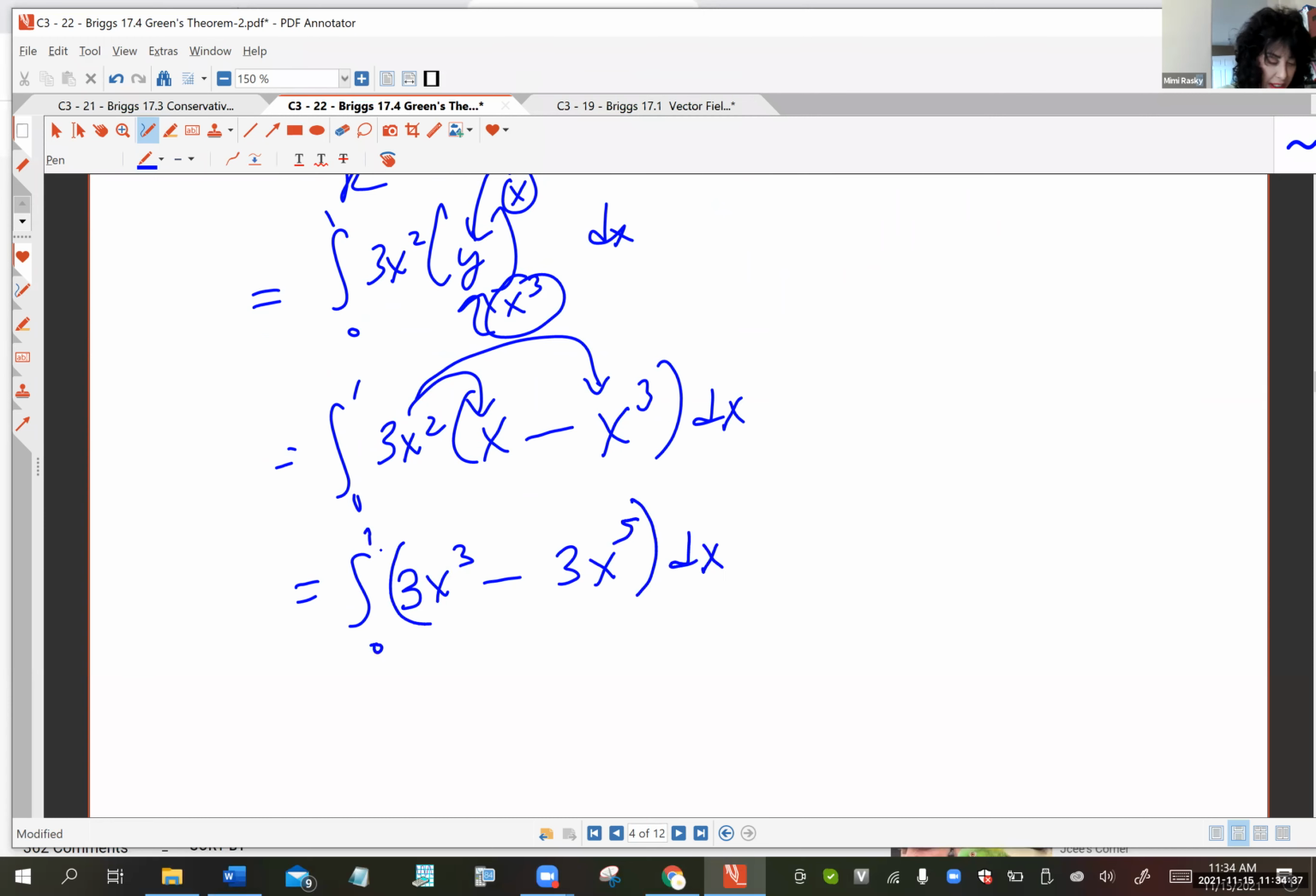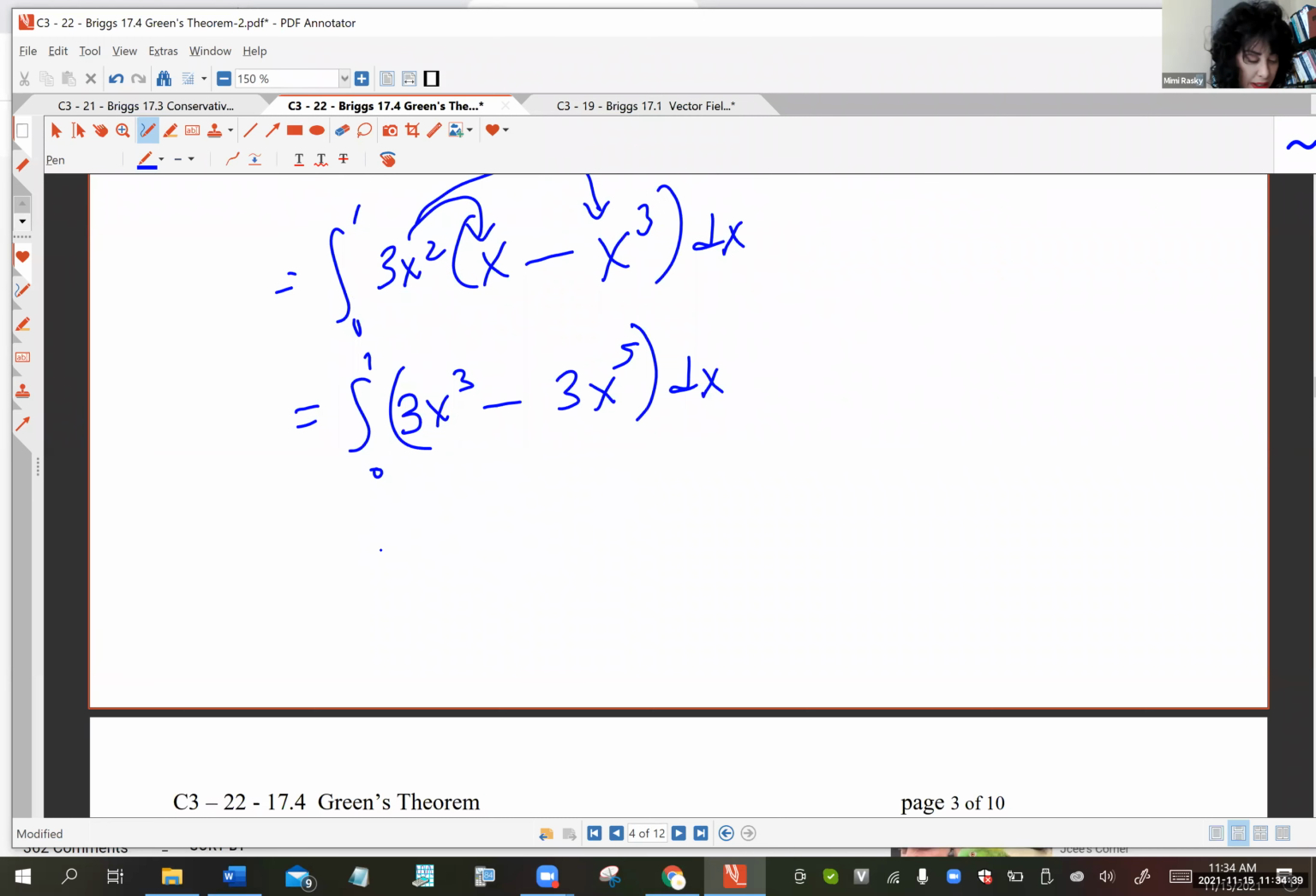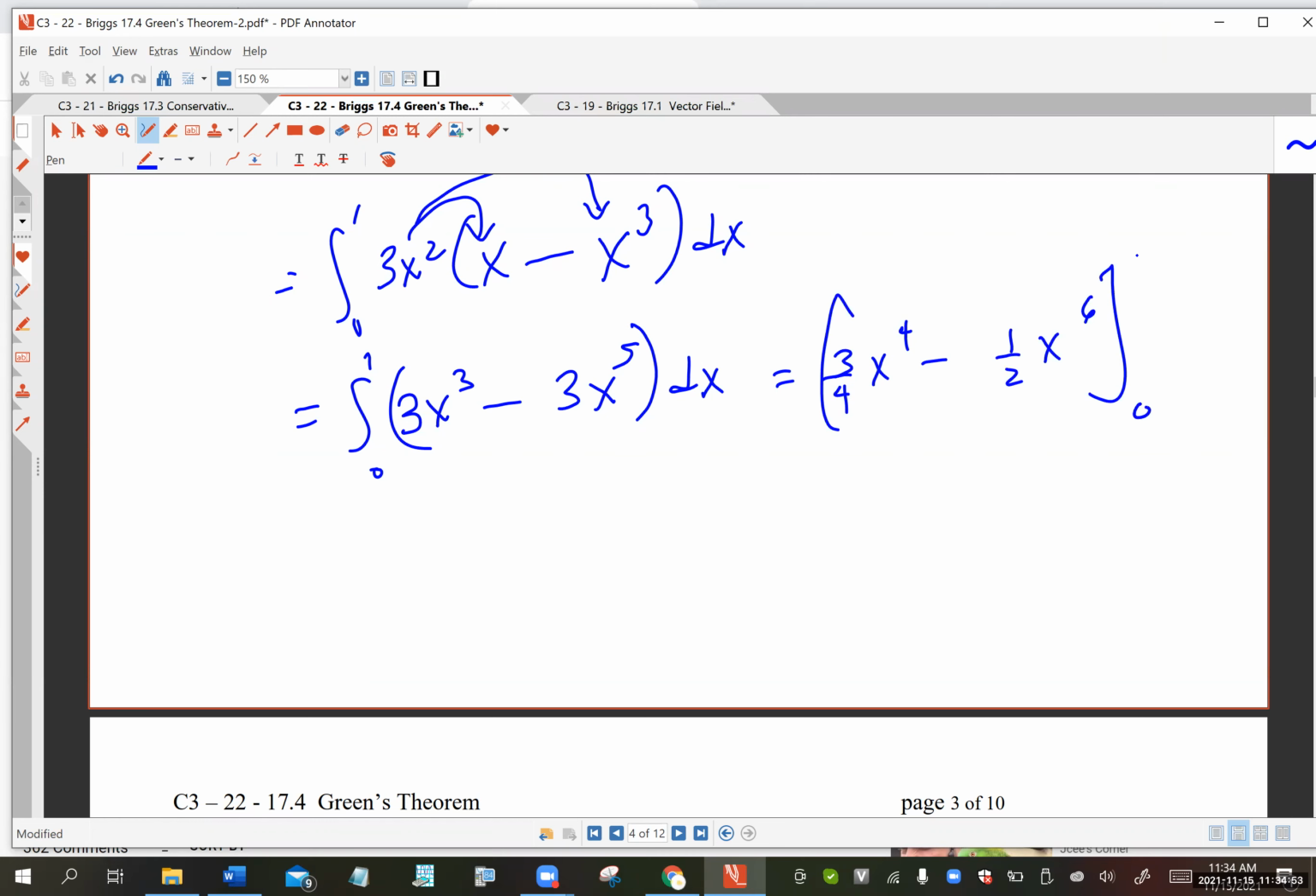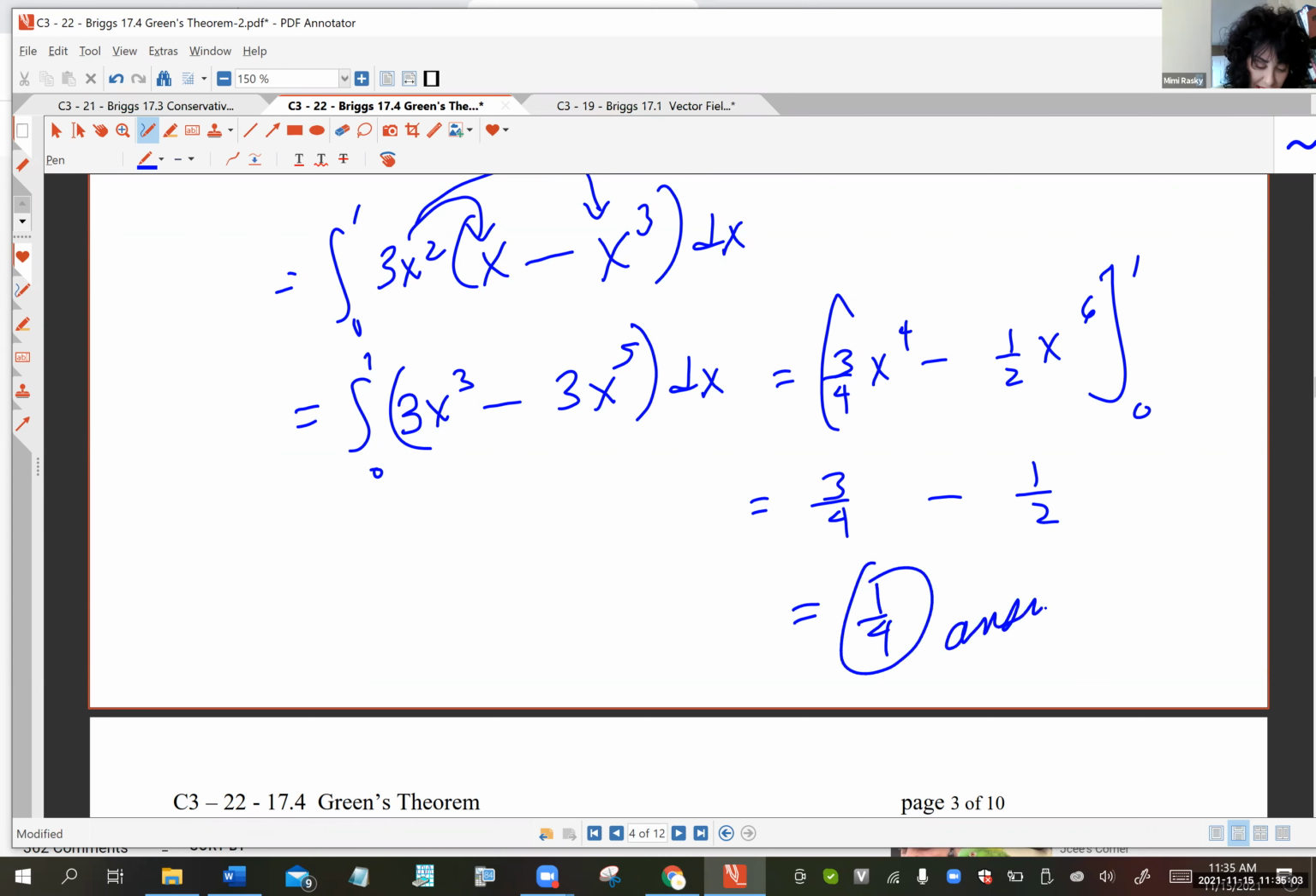Easy peasy. This is like a Calculus 1 integral now, right? And the antiderivative of this looks like it's going to be what? 3/4 x to the 4th minus 3/6, and 3/6 reduces to a half, x to the 6th going between 0 and 1. And so you'll end up with 3/4 minus a half. But that's 1/4. And that's the final answer.